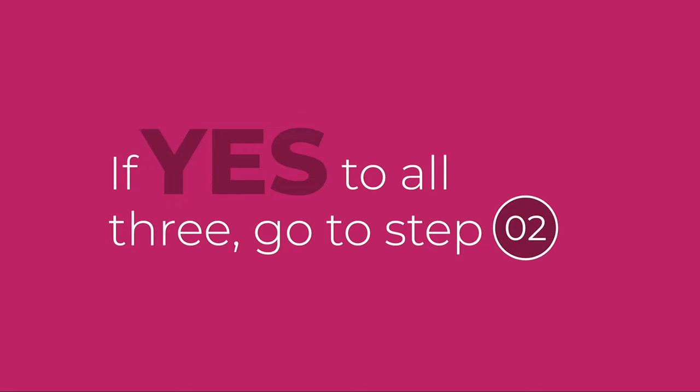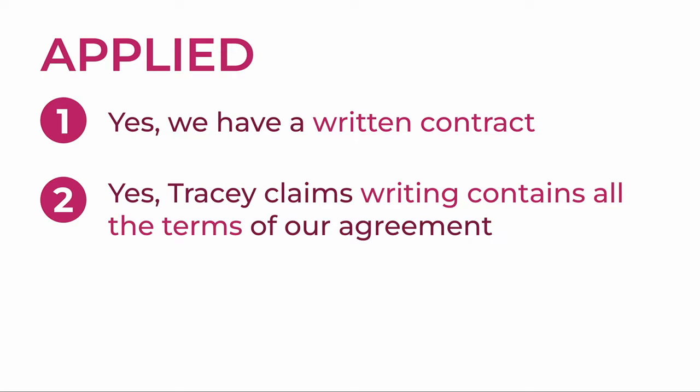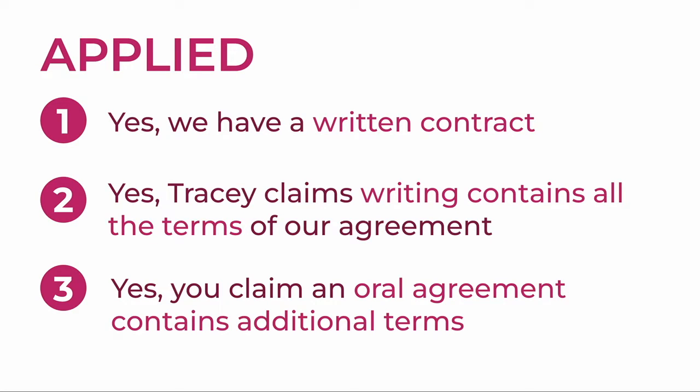So we have to go to step 2, and we're applying here just the first step, right? We said we have a written contract. I'm claiming the writing. You're claiming the oral agreement. We've said it now 3 times, so we're pretty clear on it, right?